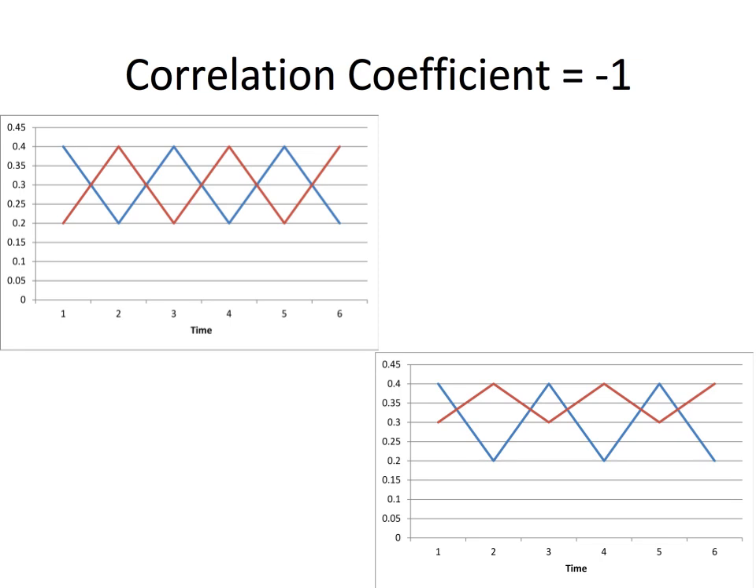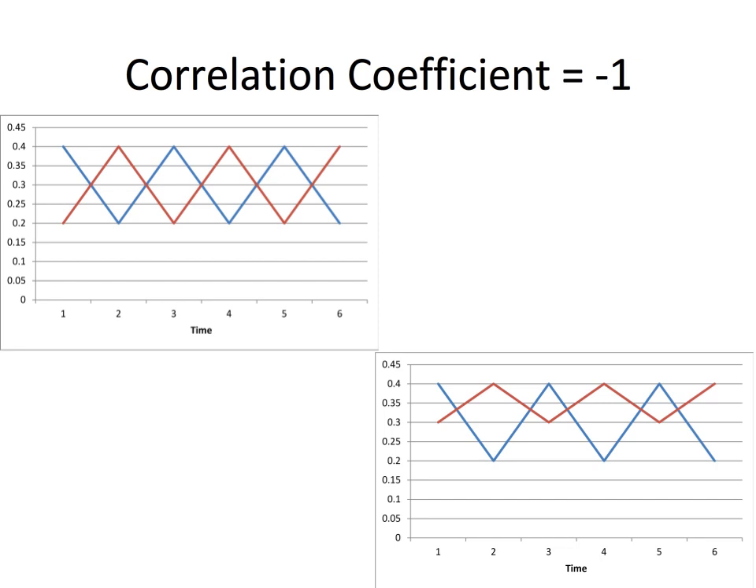Now let's look at the case when the correlation coefficient is -1. Here, and let's start with the upper graph to the left, we have two assets again, blue and red, and time, 1, 2, 3, 4, 5, 6 time periods as indicated on the horizontal axis. Blue in time period 1 has a 0.4 return, red has a 0.2 return. Now, in time period 2, blue has a 0.2 return, and our red asset goes up to 0.4.